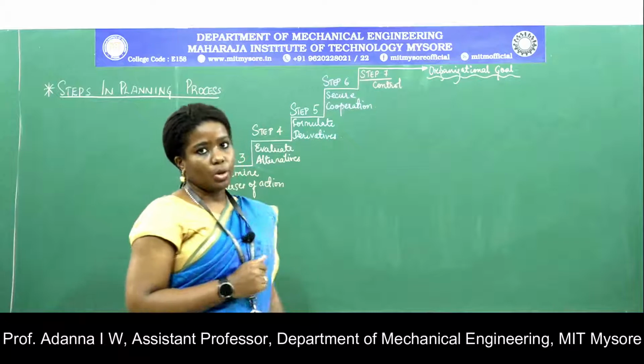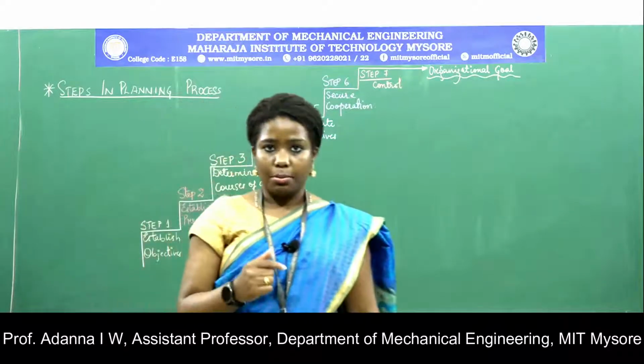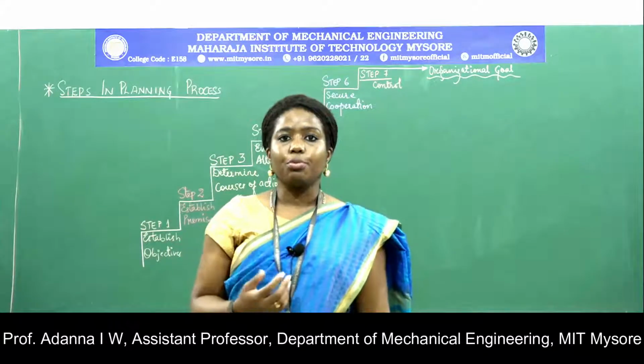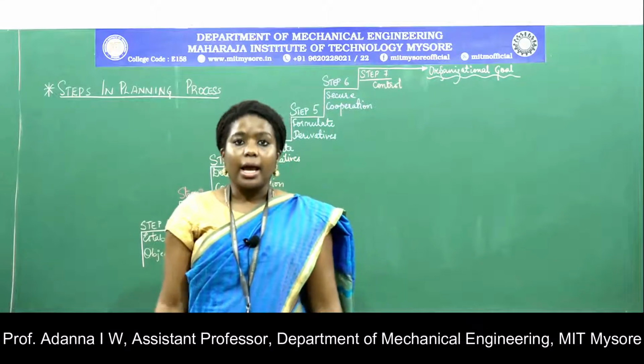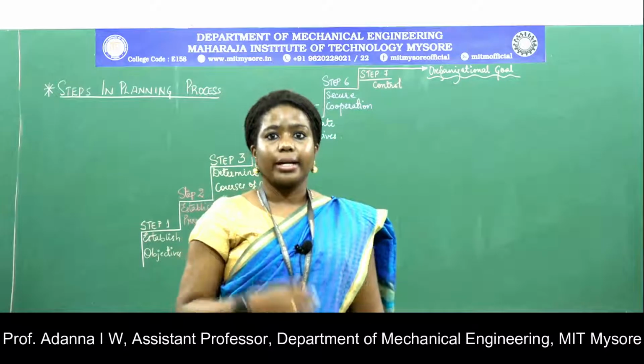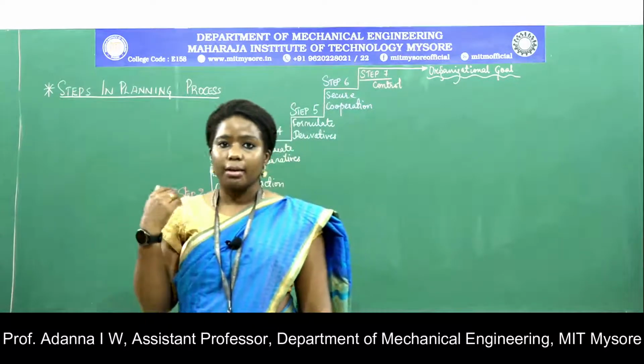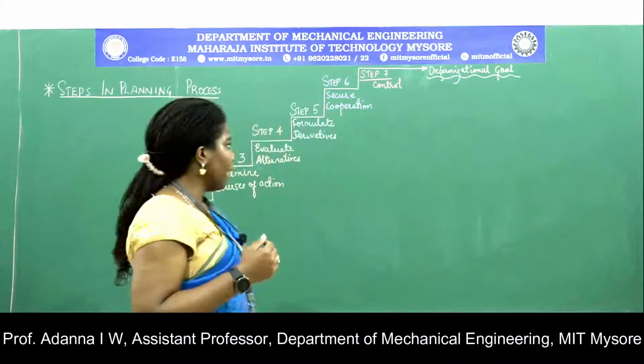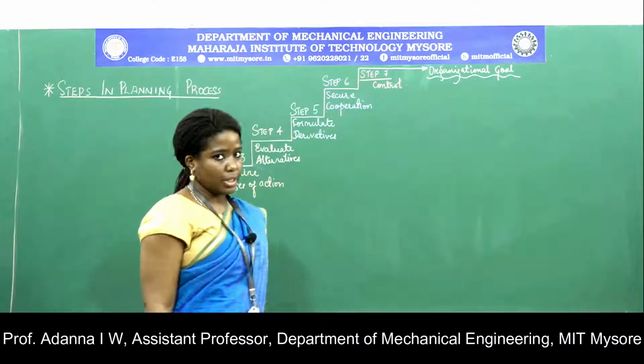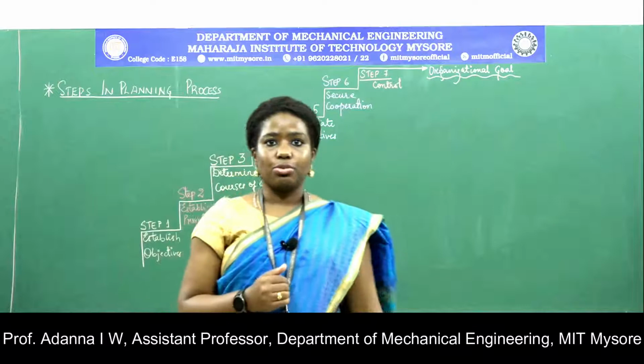Once these courses of action are in place and they are general, we move to the next step, which is evaluation of alternatives. Whatever alternatives we have put down in the previous step have to be evaluated for feasibility. Different types of factors are considered in feasibility. Here we look at environmental factors, we look at economic factors, we look at human behavior. Based on that, we evaluate which is the best course of action. After we evaluate the best course of action, we select it and carry it out.